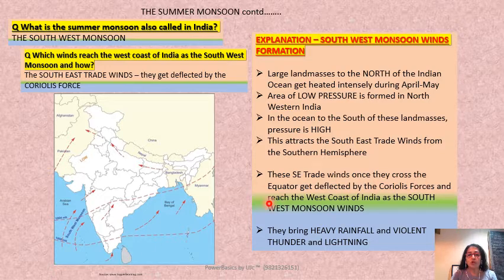These trade winds, below the equator, were moving in one direction. When they cross the equator, they get deflected by the Coriolis force and reach the west coast of India as the southwest monsoon winds. Southeast trade winds are what become the southwest monsoon winds. They bring heavy rainfall and violent thunder and lightning to this coast of India. Very important to understand. Low pressure here, high pressure here. Southeast trade winds are below the equator. They get deflected by the Coriolis force and they come as southwest monsoon winds. Okay.